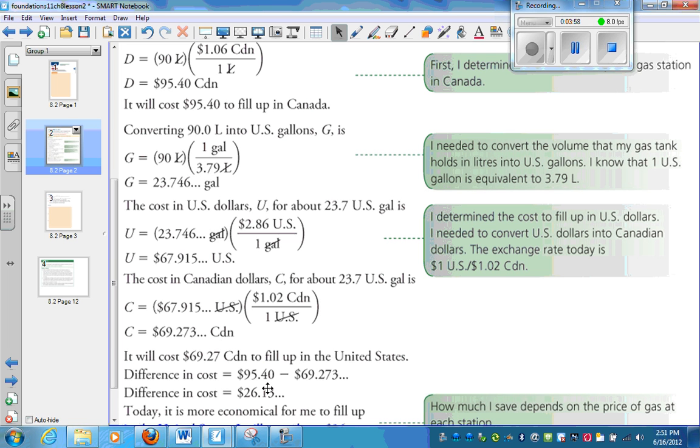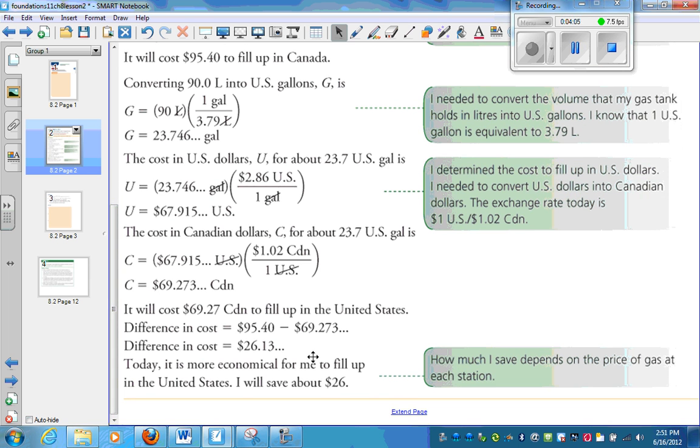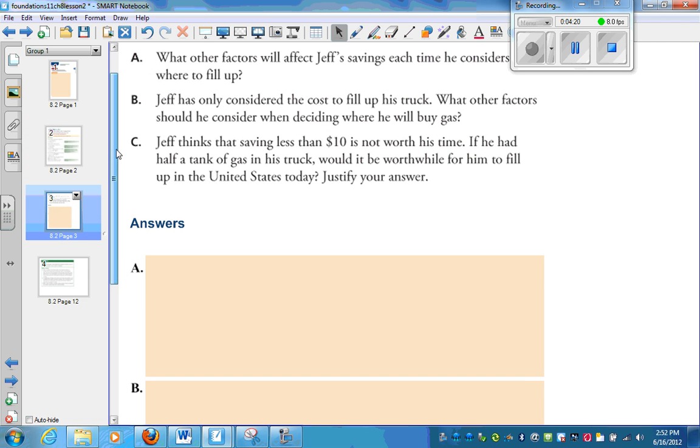Wow, way cheaper to buy gas in the US. The difference in cost is about $26.13. So in this day, it was more economical to fill up in the States. So for him to cross the border was more economical. Of course, this problem hasn't taken into effect all the taxes that we pay and the fact we get health care and all that stuff, but I won't go into politics right now.